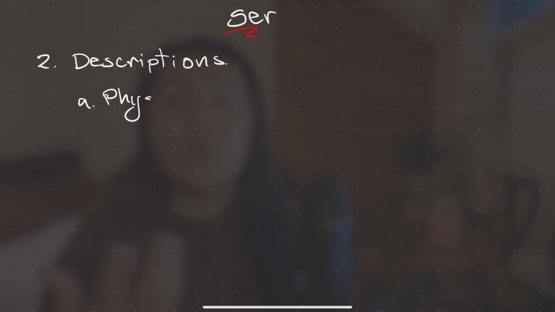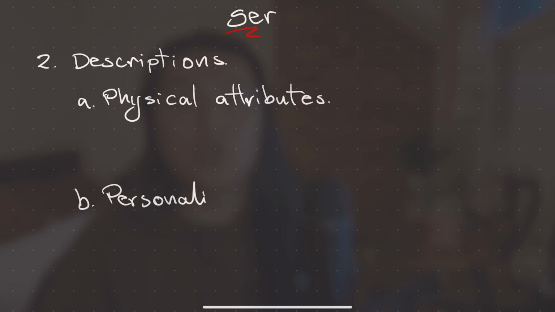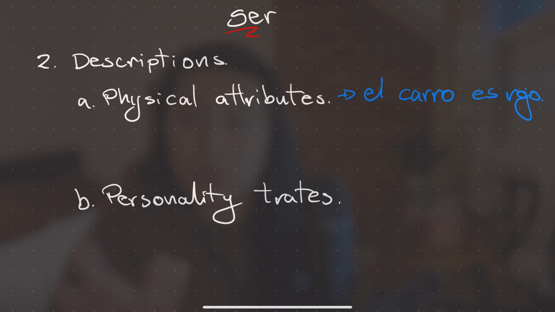Number 2, descriptions. For physical attributes or personality traits. Physical attributes, let's say, el carro es rojo. El carro, the car, es rojo, is red. The car is red. It's a physical attribute. We're talking about the color of the car. Then we have personality traits. Obviously, we're talking about people. Well, maybe we could also talk about animals. But ella es muy amable.